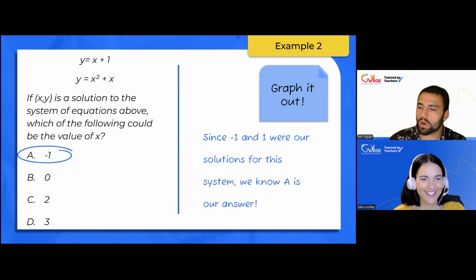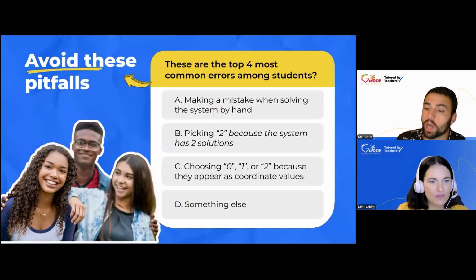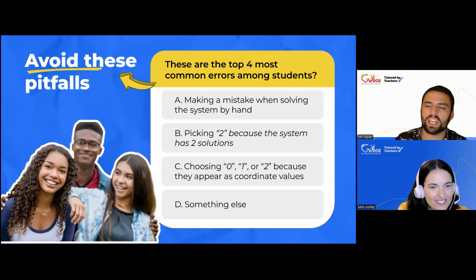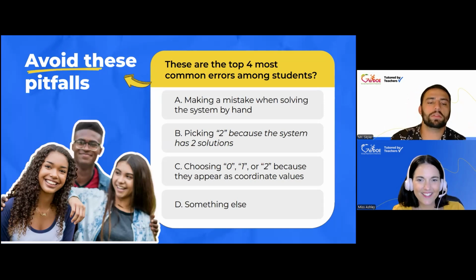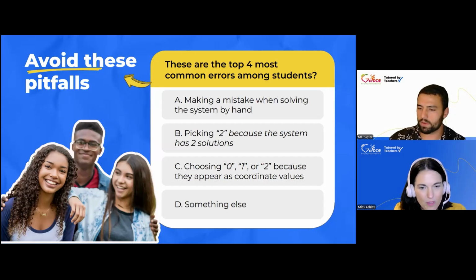Now, if you were one of those that put a different answer, we don't want you stressing out. There are some common pitfalls you can fall into, even if you knew how to do the problem. If you graphed it correctly, you're smart kids, you guys are crushing it, and maybe you got tripped up on some vocab. Remember, there's a couple of things that commonly trip students up on problems like this. Miss Ashley, what are some of these errors? What can we fall into?